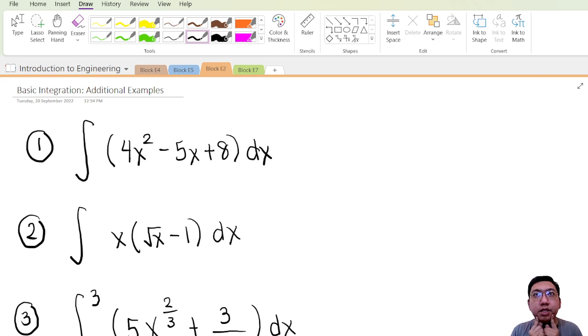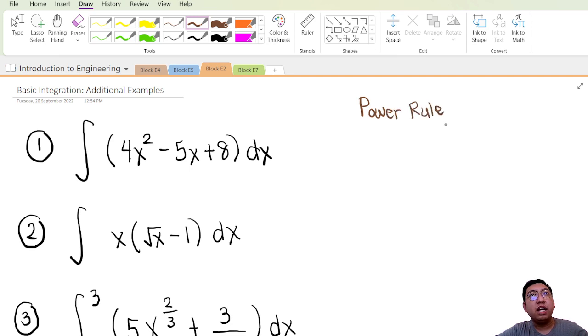I created this recording as a supplementary material for more example problems on basic integration. So I will present here three examples, and I want you to go over them and probably include this as part of your seat work. So the first item that we're going to solve is the integral of 4x squared minus 5x plus 8 with respect to x.